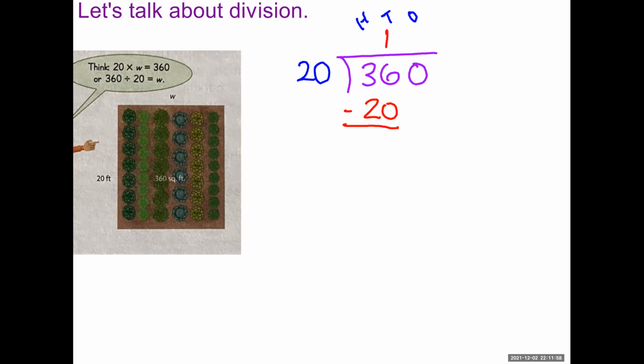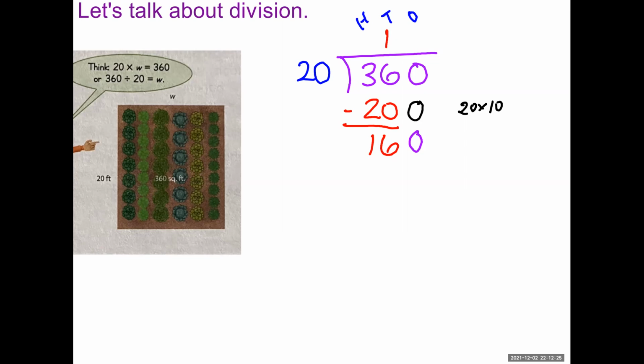You could, like it was with repeated subtraction, put a 0 here, right? 20 times 10 is 200. 36 minus 20 is 16. And then I'm going to move on to the ones. So I'm going to write that 0 down below too. Now I have 160. I want to get as close as possible.